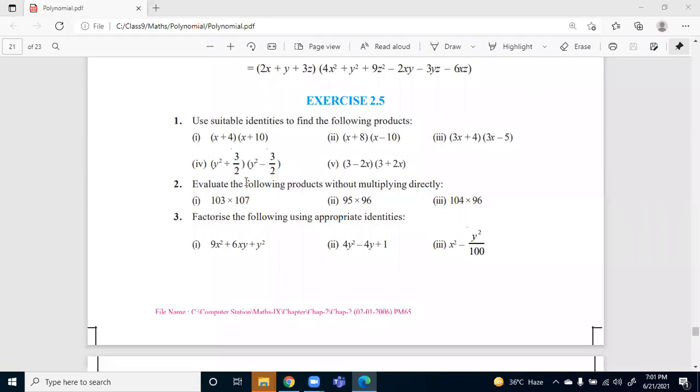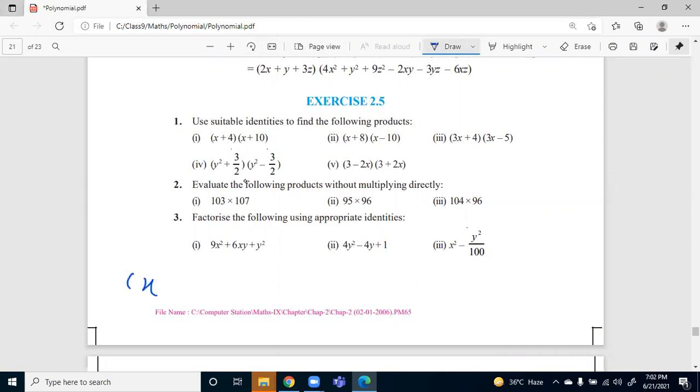So let's start our today's class from question number 3. We need to factorize the following using appropriate identity. There are three terms and every term is having a positive sign. This gives me an indication that I have to use the first identity. And what is the first identity?